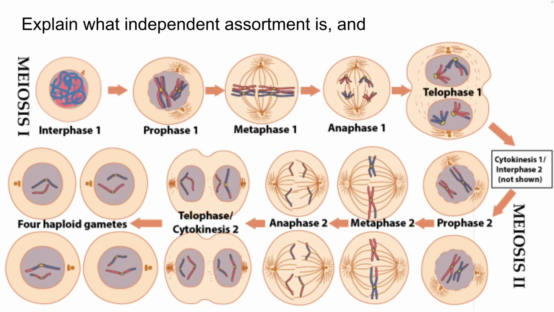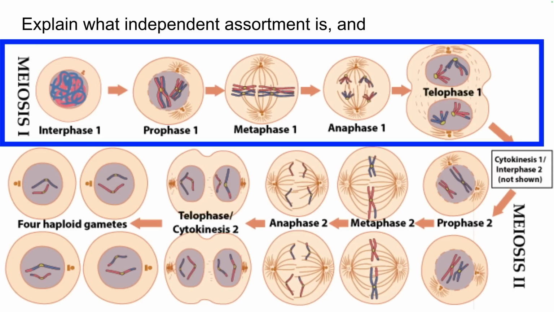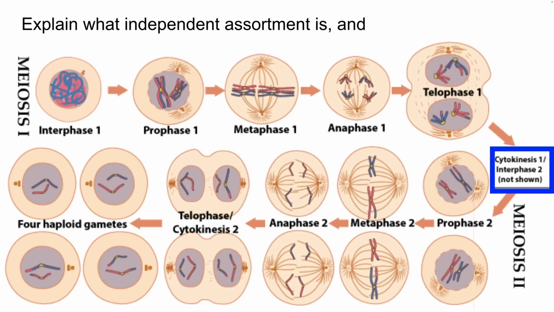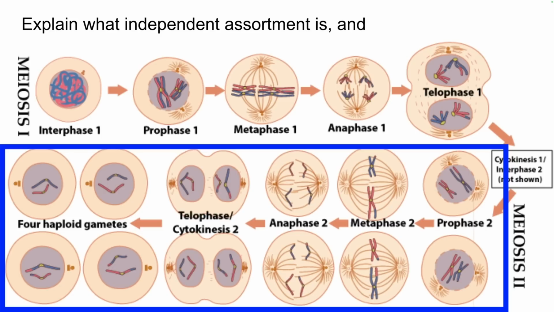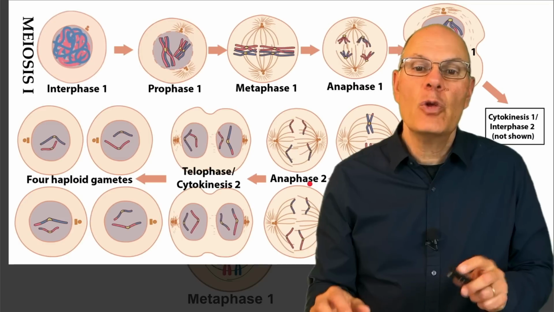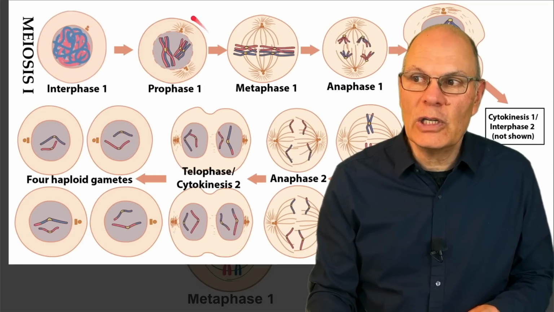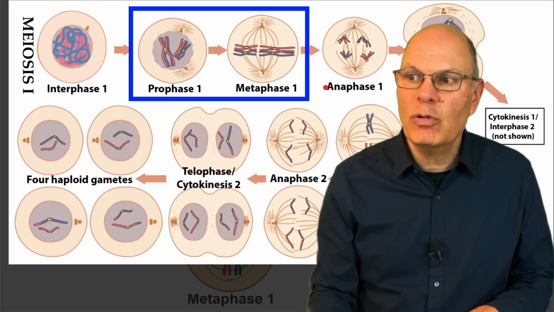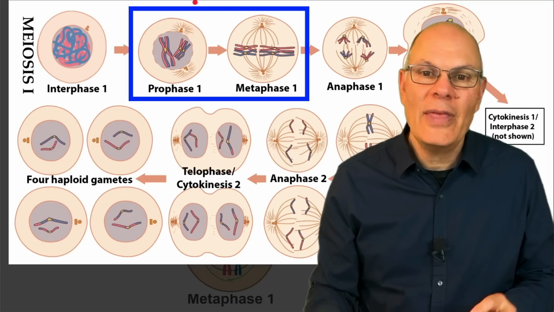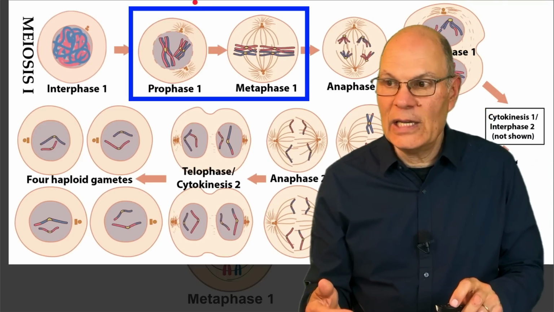Note that the phases of mitosis and meiosis have the same names, the same designations. But because there are 2 cell divisions in meiosis, we have to give them a kind of suffix. So in meiosis, there's interphase 1 followed by prophase 1, metaphase 1, etc. Then there's a cytokinesis, interphase 2, followed by prophase 2, metaphase 2, anaphase 2, etc. The reason why that's important is because the events that we're going to talk about happen in between prophase 1 and metaphase 1. That's where independent assortment really takes place.